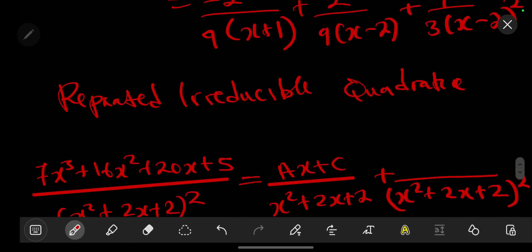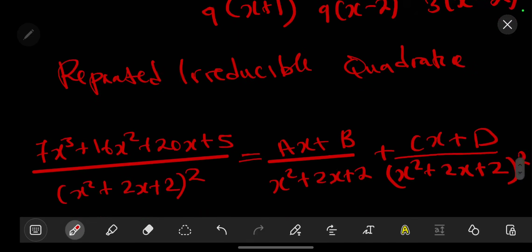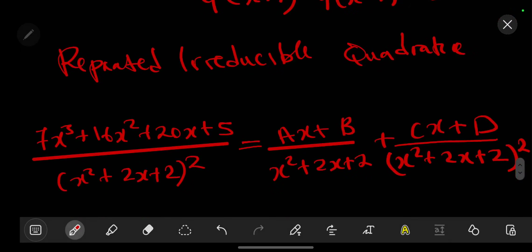Then you are going to have on top, since this is ax, you can now have c. So it should be ax plus b. Then here we are going to have cx plus d, like that. So just think of it as the linear equation. That way you will never fail any question.